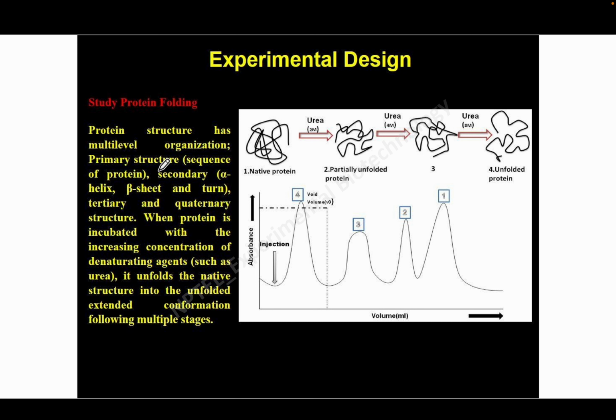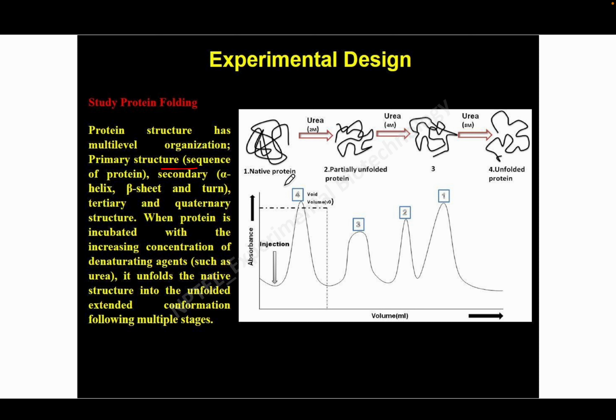You have the tertiary and quaternary structure. When protein is incubated with increasing concentration of denaturing substance, it unfolds the native structure into an unfolded extended conformation. So from the native protein you will have partially unfolded protein, then more unfolded protein, and so on. And if you have more urea, that is 8 molar, your amount of unfolded protein will be greater.